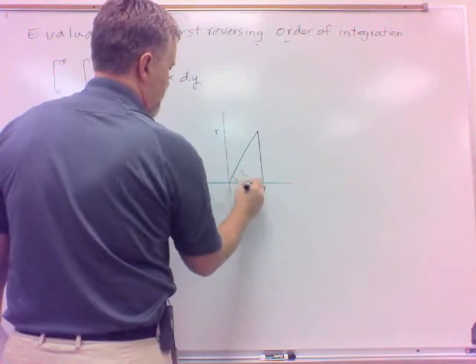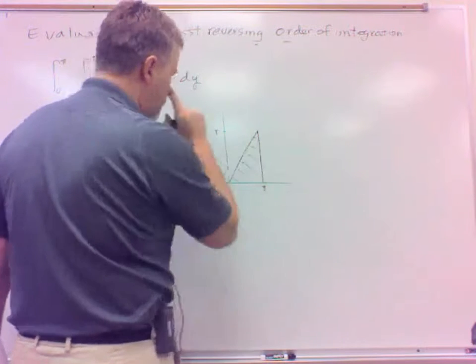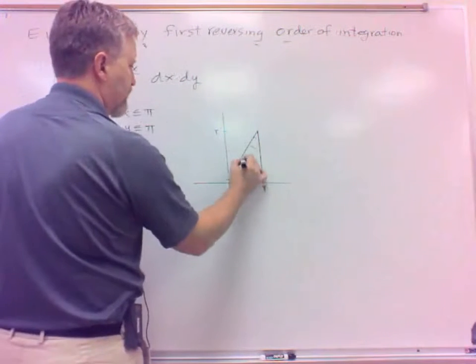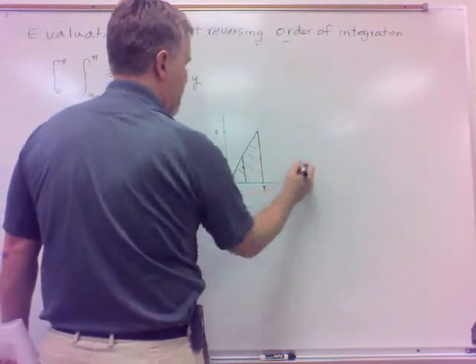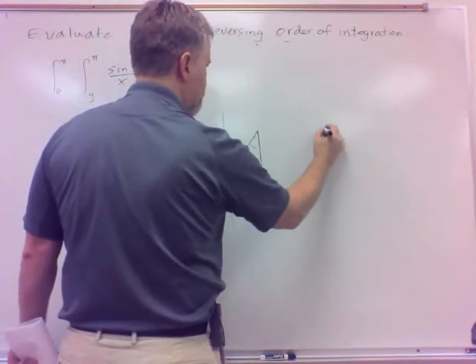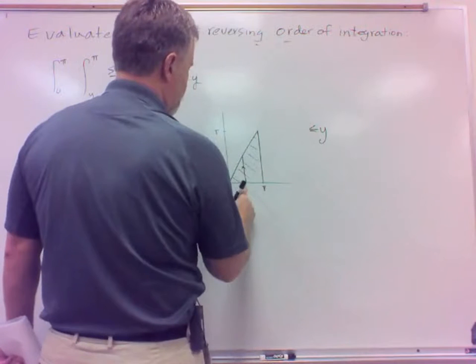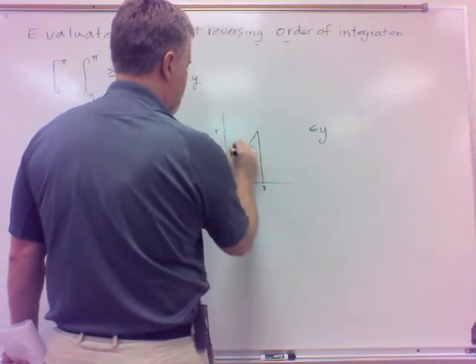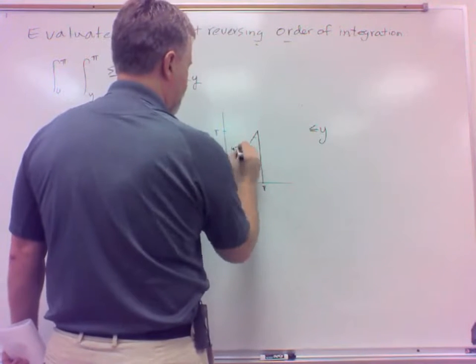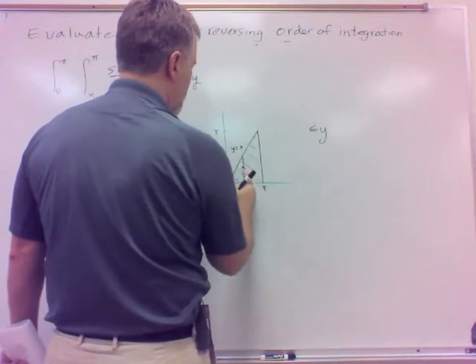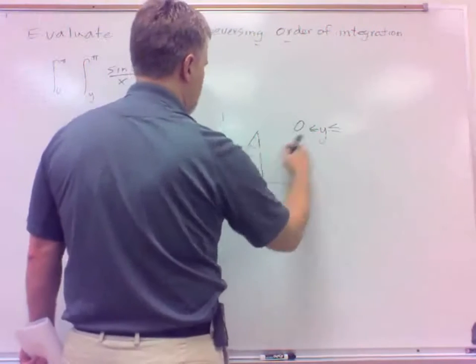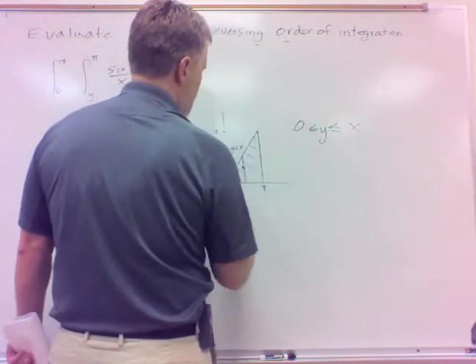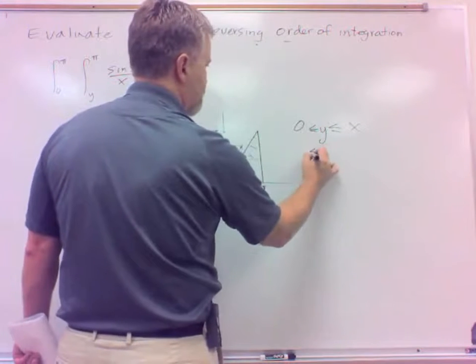For this area, do the y's first, so I'd go from here to here, and of course that's 0 to pi as far as the y goes. 0 to the y equals x line for the y's, and so y would go from y equals 0 to x, and then of course the x's run from 0 to pi.